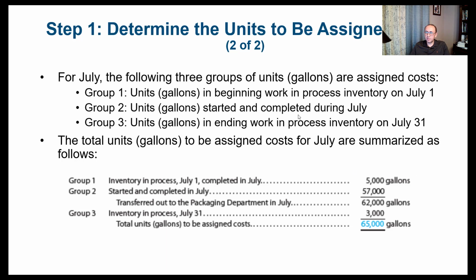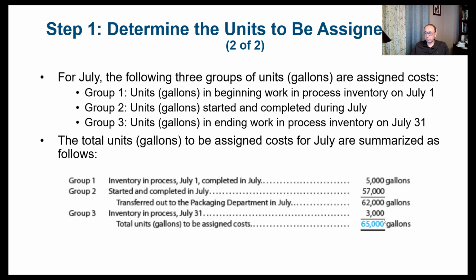And then we have units started and completed during July. Remember, we received 60, but we didn't complete everything. We only completed 57. So started and completed in July, 57,000. So that means that it transferred out to the packaging department, because the 5,000 by the month of July were completed, and out of the 60,000 gallons that we transferred to the mixing department, 57 were completed. So now 62,000 were transferred out to packaging in the month of July.